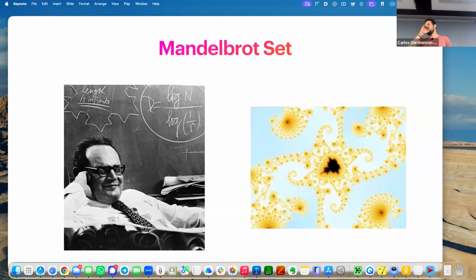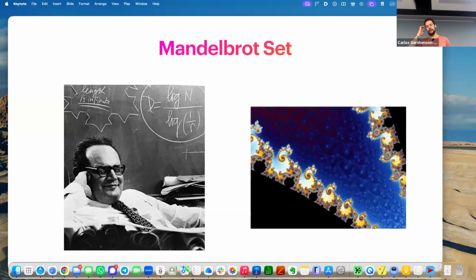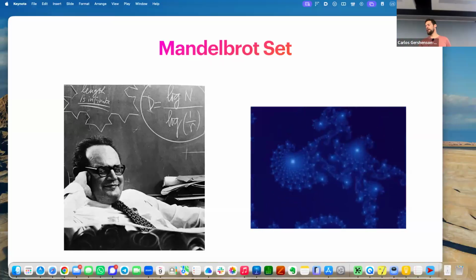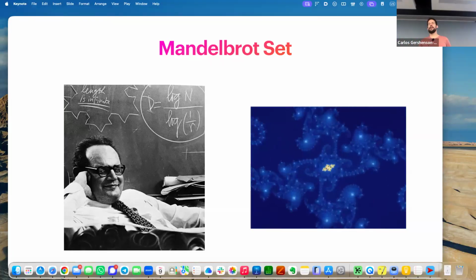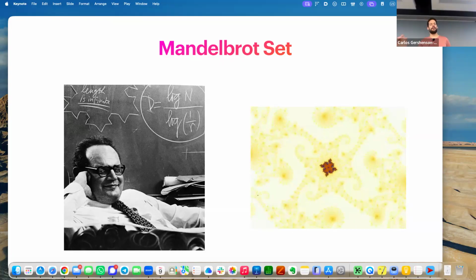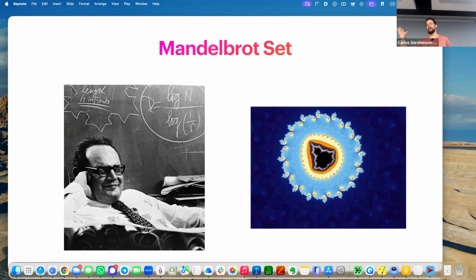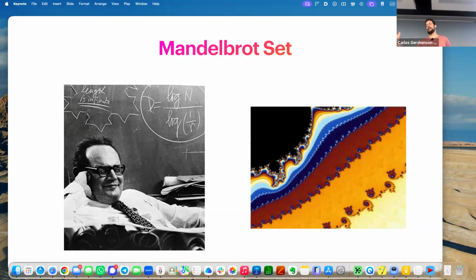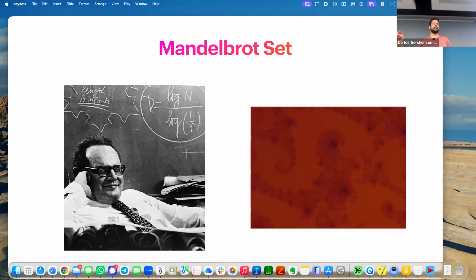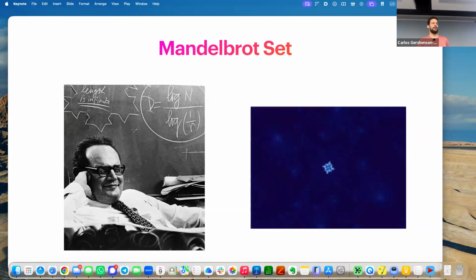It also has Feigenbaum's constants, which were discovered in bifurcation diagrams of chaotic systems, the so-called period-doubling route to chaos. So there's this Feigenbaum constant, like 4.66 or something like that, an irrational number, and you can find those in the Mandelbrot set. I don't really know why, but yeah.